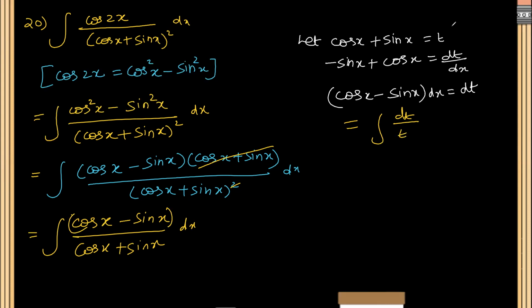The integration of 1 by t dt is log t. Replacing t in terms of x, whatever we have taken, that can be written as log of cos x plus sin x plus c, which is the final answer.